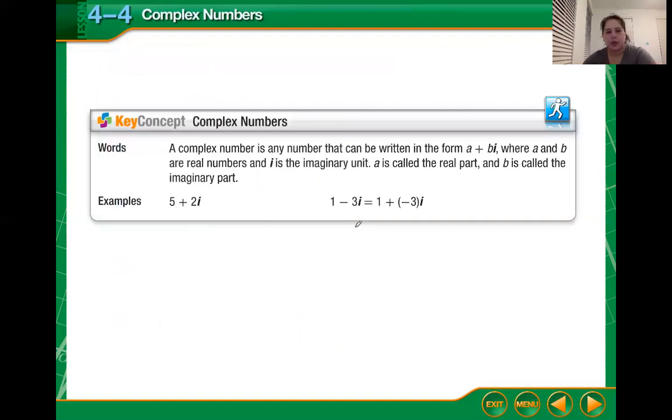So here we have our key concept of complex numbers. A complex number is any number that can be written in the form of a plus bi, where a and b are real numbers and i is an imaginary unit. a is called the real part and b is called the imaginary part. So it's like a binomial, but it's not quite a binomial per se. But 5 plus 2i would be a complex number. Again, pause as needed if you need time to write this down.